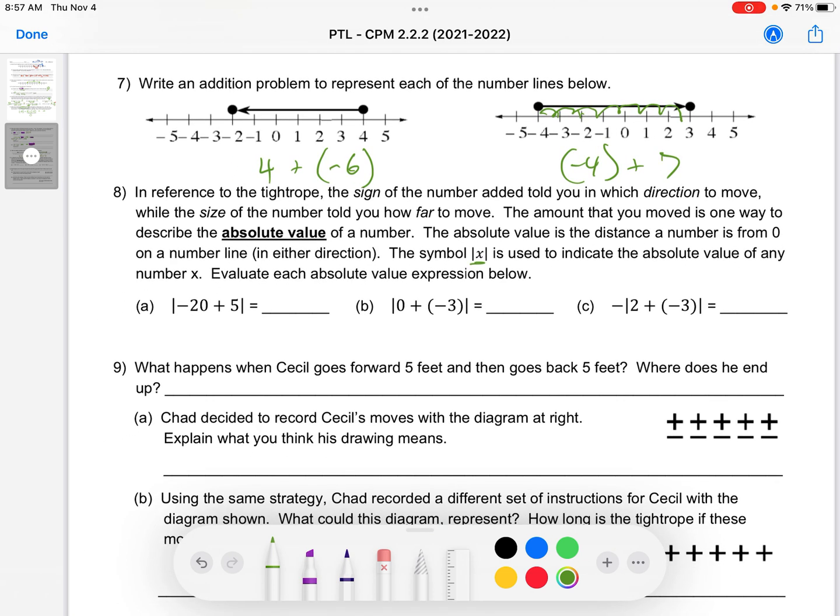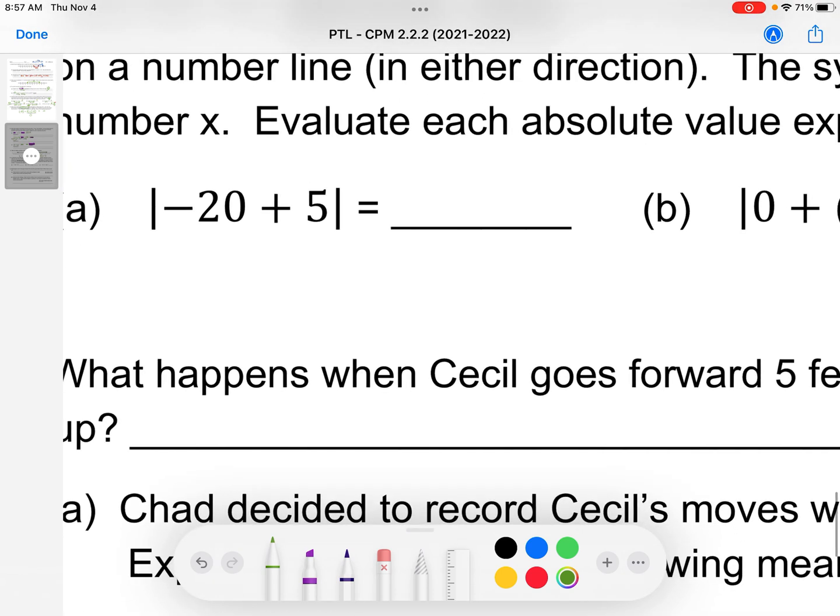Evaluate each absolute value expression below. So we start at negative 20 and then we add 5. All I'm focusing on is what's happening in here. I'm starting at negative 20, I'm going to add 5, right? So that's going to put me at negative 15. The absolute value still sits on the outside, so the absolute value is now asking you, how far is negative 15 from 0? It's 15 units away.